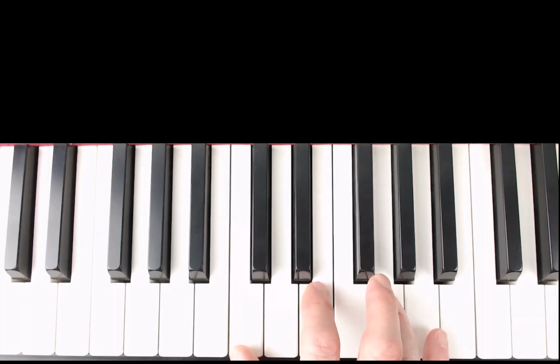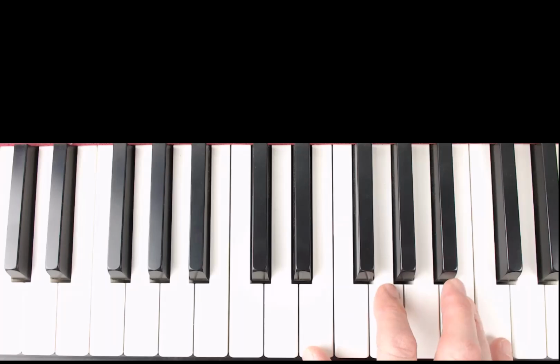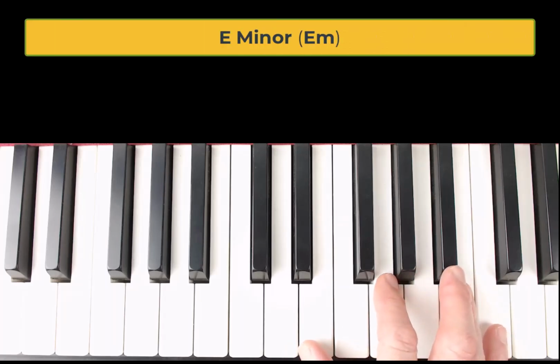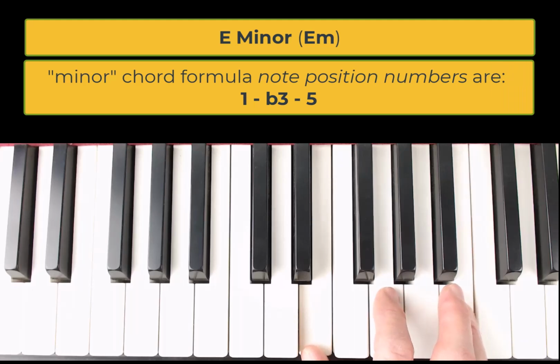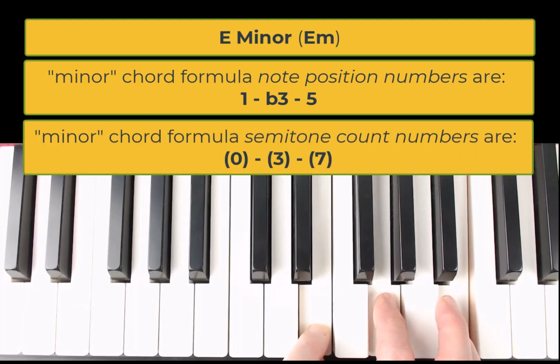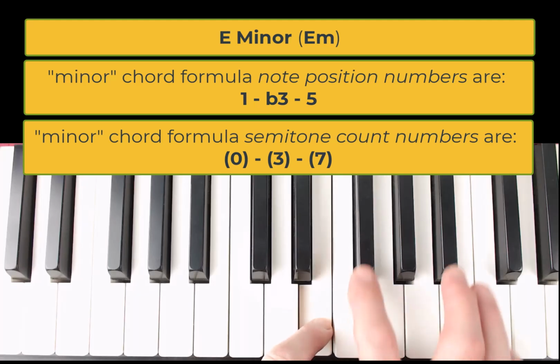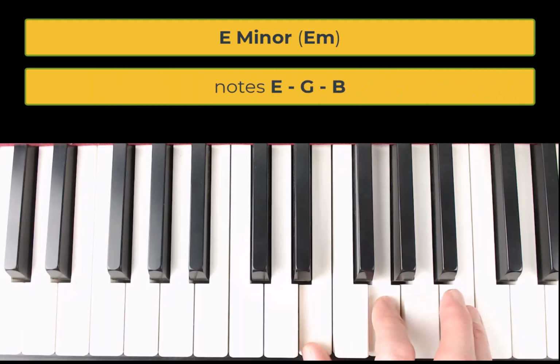But as we now know, that is a C major chord, and most people just abbreviate and call it a C chord. Here's another that we talked about: an E minor. We start with the E note, but minor indicates that the triad note position numbers are 1, flat 3, and 5. In my world, I'm going to use 0, 3, and 7 as my semitone count numbers: 0, 1, 2, 3, 4, 5, 6, 7. So that would be an E minor chord with the notes E, G, and B.